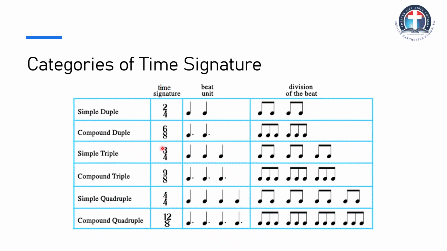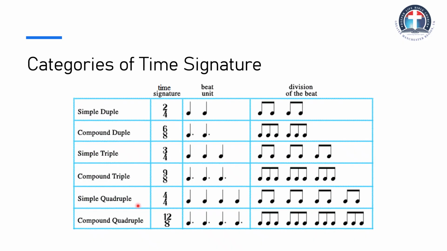You have simple triple. That is all time signatures that have 3 on top: 3/2, 3/4, 3/8. And if you multiply this 3 by 3, you have 9. So all time signatures that have 9 on top of them are compound triple. So that you know the difference.